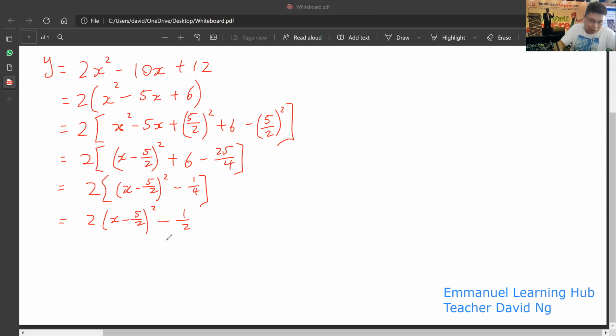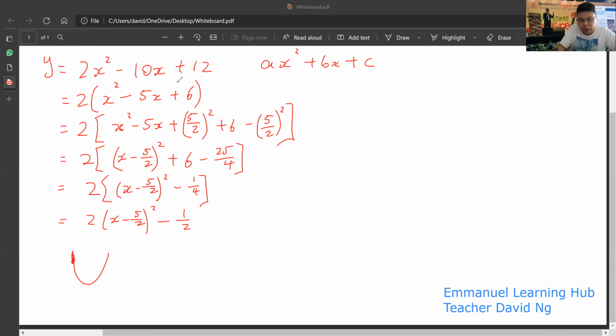The purpose of going through this is so that I know the turning point. From this equation, you can tell that this is a U-shaped curve, because your a is greater than 0. Quadratic equation is always in this format, so my a is 2. So a is greater than 0, so it's a U-shaped curve.